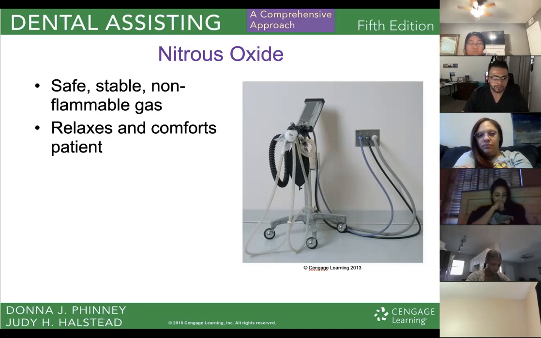So the patients who can benefit from the use of nitrous oxide often have a fear of dental treatments or have a sensitive gag reflex. And to ensure patient safety, their health history should be kept current, and the dental assistant should closely monitor the heart rate, their blood pressure, their respiratory rate, and responsiveness of the patient during treatment.